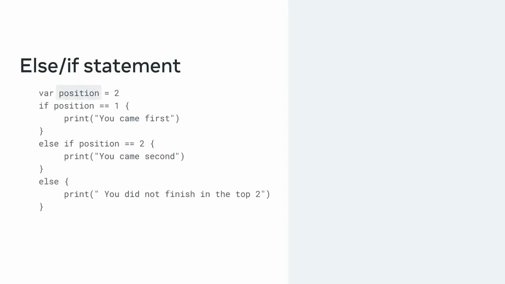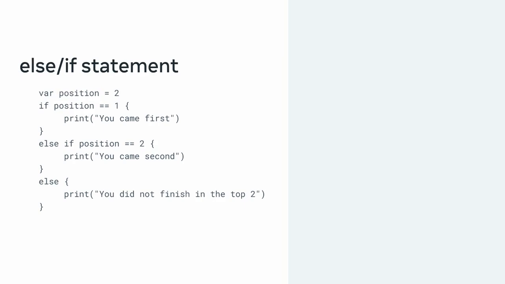For example, suppose you want to create some code to check where you finished in a race and print the result. The code checks against a value stored in a variable named position. It reads var position equals 2. Then it checks: if position equals 1, print you came first. Then you have an else if. Else meaning your position is not 1, and if to check if position equals 2. If this is true, then print you came second. And finally, a second else statement, meaning your position is not 1 and not 2. If you did not finish in the top 2, you just receive a message saying you did not finish in the top 2.